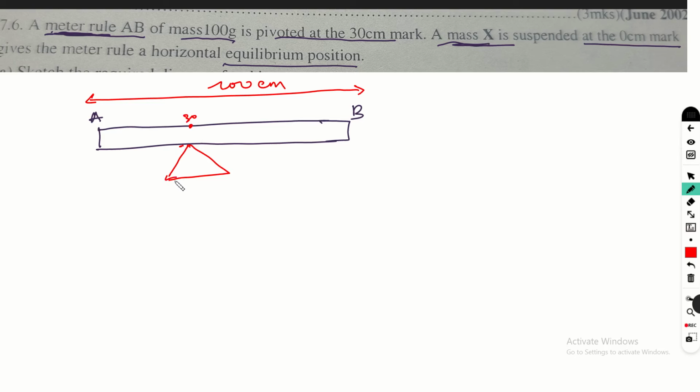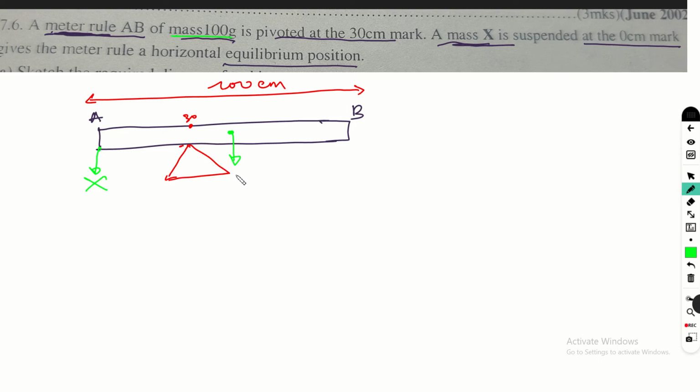They said at the 0 mark, they have put a weight. There is a weight there, x. And they have given the mass of this ruler. So where will the mass be placed? The mass will be placed in the middle of that ruler at the 50 centimeters. So this 30, there will be 50 somewhere. So this is where the mass of the ruler is.